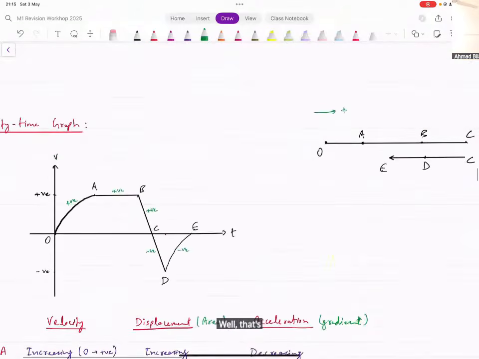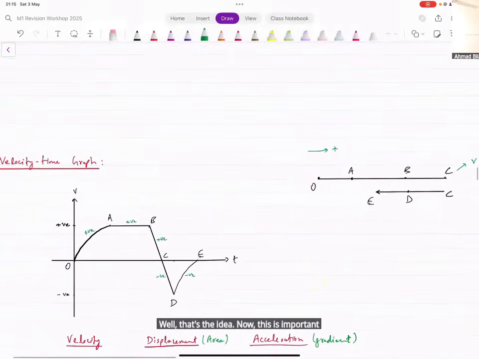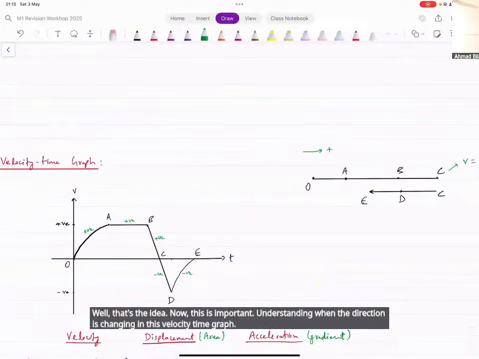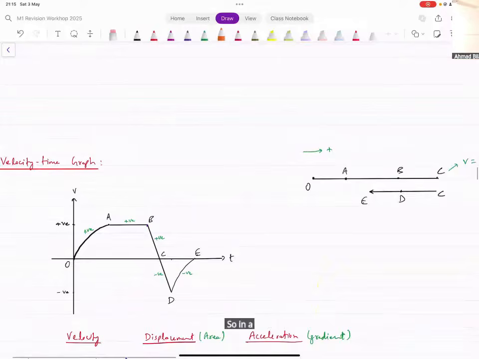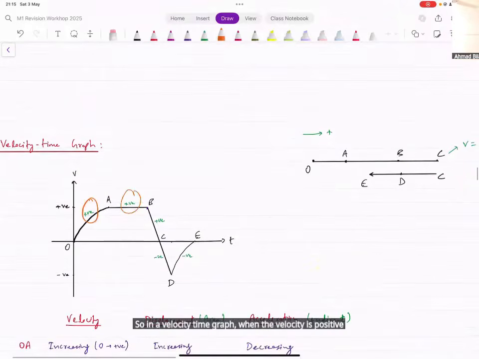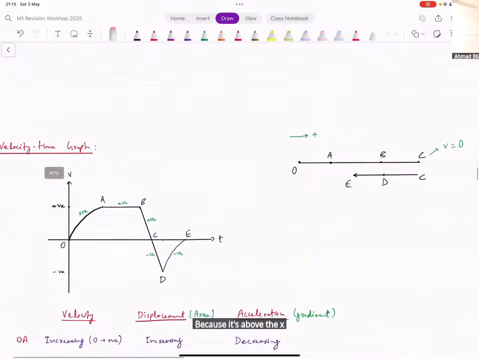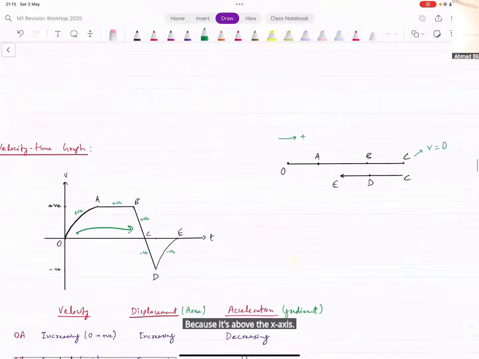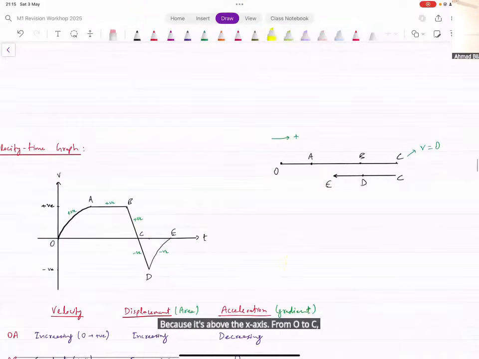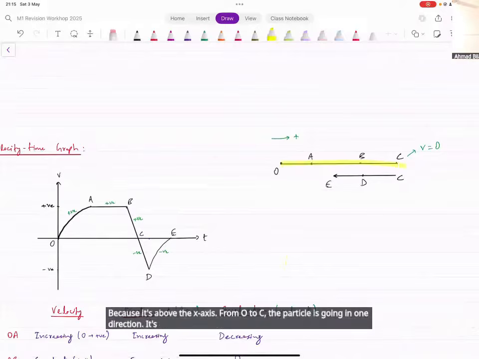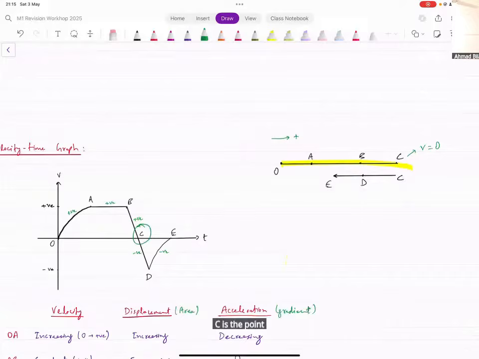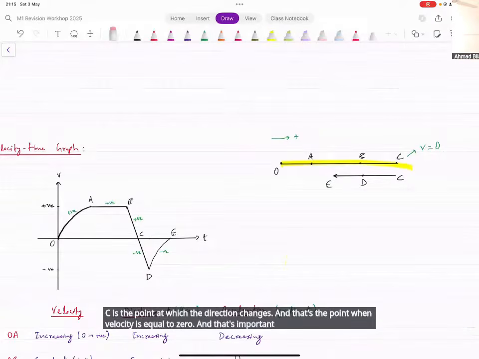Now, this is important, understanding when the direction is changing in this velocity time graph. In a velocity time graph, when the velocity is positive, it's positive in all of these regions, right? Because it's above the x-axis. From O to C, the particle is going in one direction. It's going towards right side, if the right side is positive. C is the point at which the direction changes. And that's the point when velocity is equal to zero. And that's important to remember. We will see that later again as well.